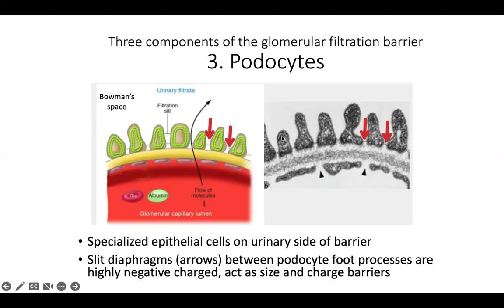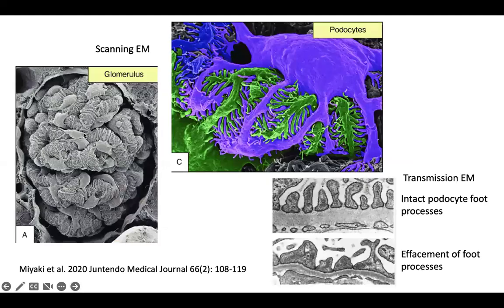And I'll show you a 3D schematic because it's sometimes hard to imagine when you look at a 2D section. But the slit diaphragms are very highly negatively charged, and they're also very narrow. So they select out and block substances from moving out of the bloodstream based on size and charge. And then here are nice scanning electron microscopy images, so you get a visual of this all happening in 3D, right?